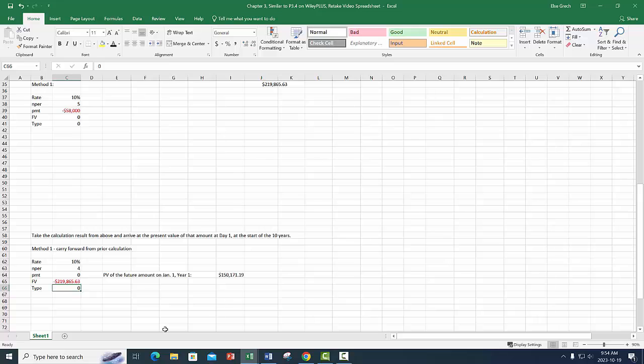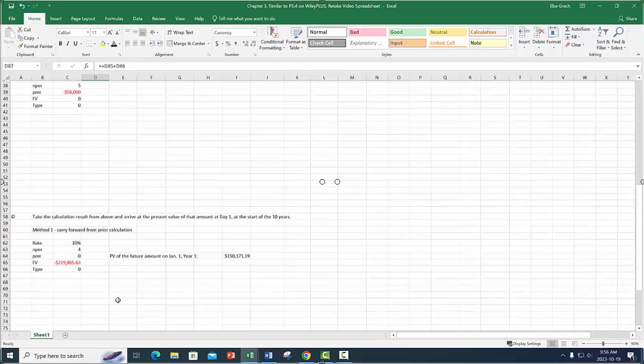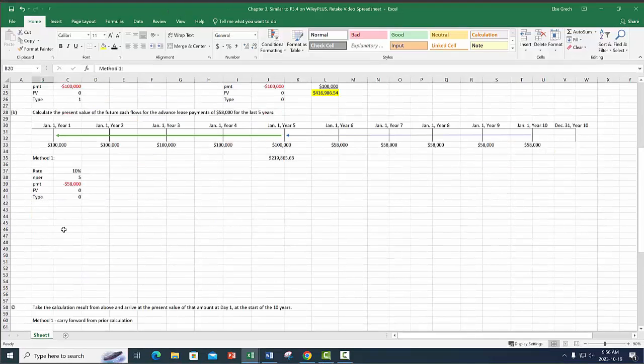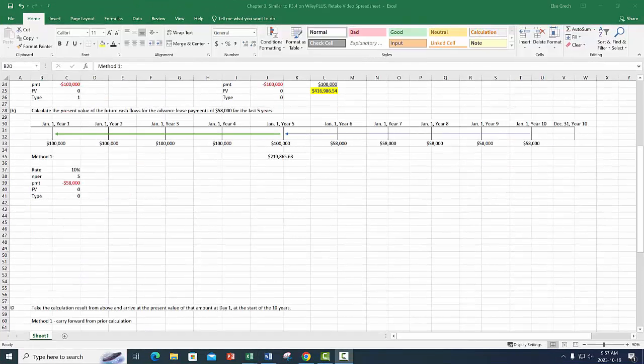Notice that if I change this to a 1, it makes absolutely no difference. When we're taking the present value of one bulk amount, it doesn't matter whether I put in 0 or whether I put in 1. So I'm going to change it back to a 0. Now, let's switch it and do a different method.